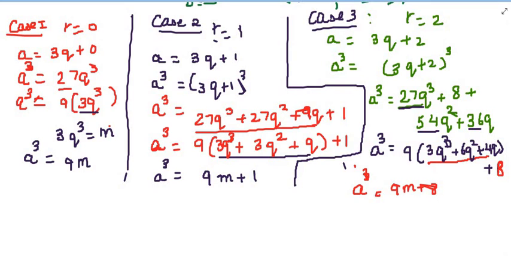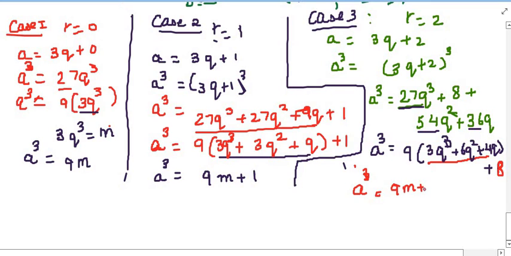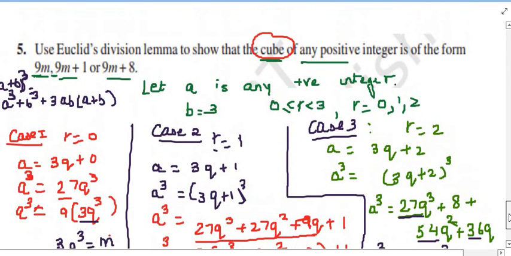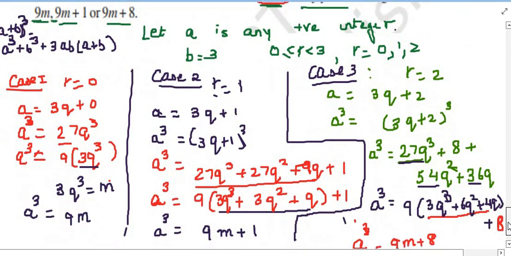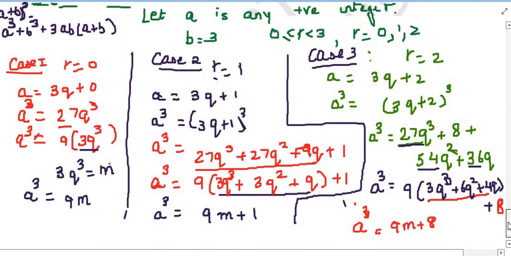Hence, we can say that cube of any positive integer is of the form 9m, 9m plus 1 or 9m plus 8.